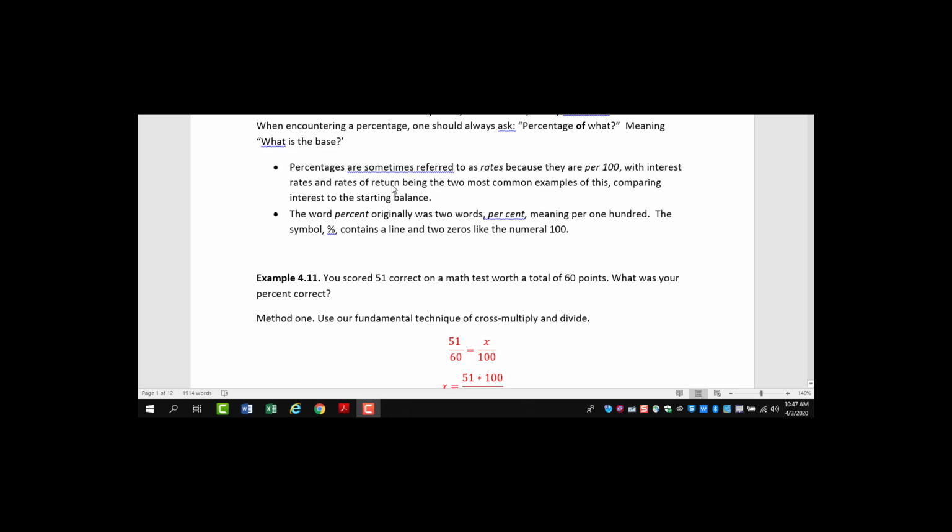Interest rates are one of the most common uses of percentages. All right, the word percent has two words, per and cent, meaning per 100. There's the symbol, containing a line and two zeros, just like the numeral 100.